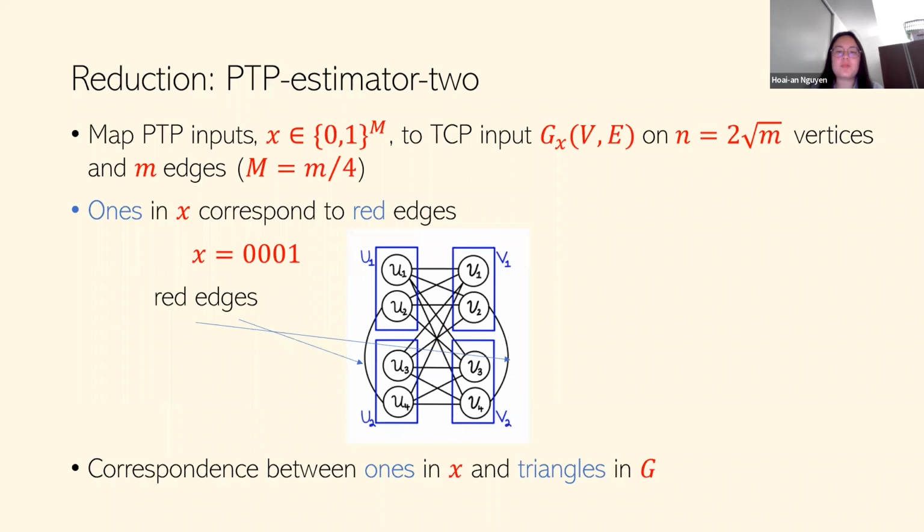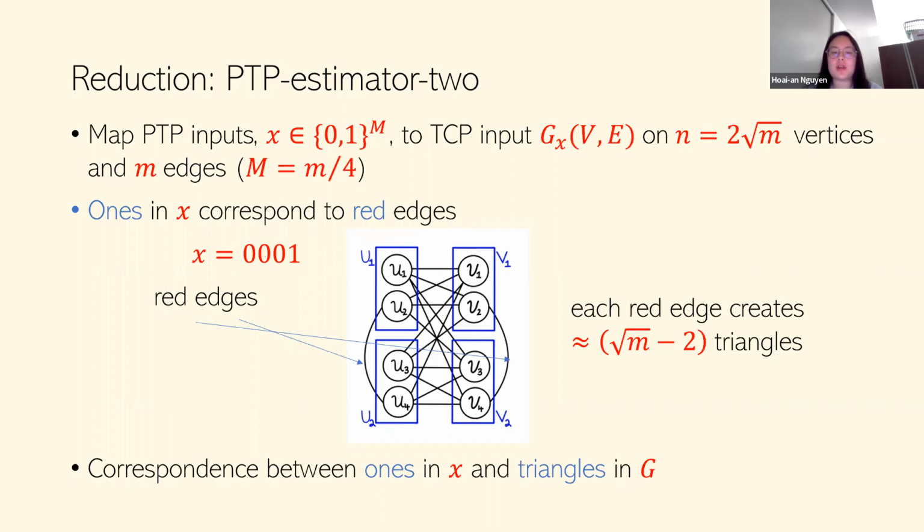And so there's a correspondence between red edges and triangles. And each red edge creates approximately root m minus 2 triangles. And so because ones in x correspond to red edges, and then red edges are what create triangles, there's also a correspondence between ones in x and triangles in G. So we can use the number of triangles in G to again determine if there are enough ones in x to output yes to PTP or to output no.